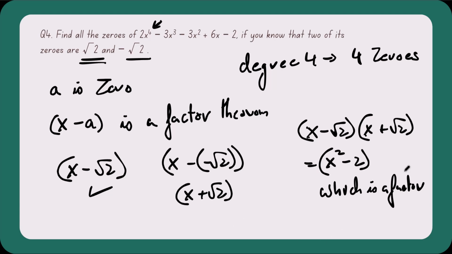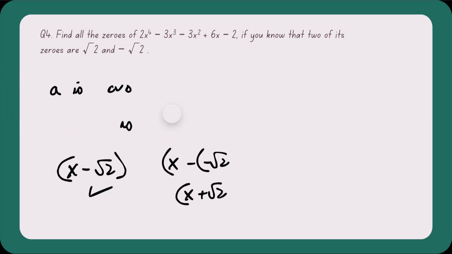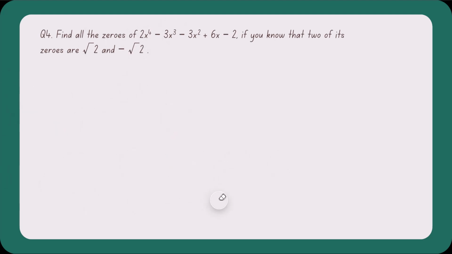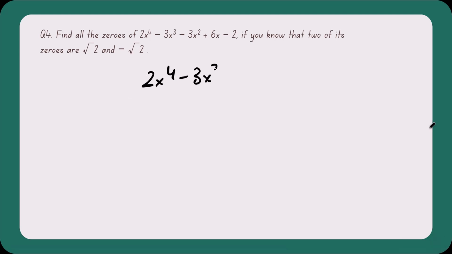So let's divide and see. Divide with what? Divide with x square minus 2. Okay, that is the logic. So x square minus 2 is outside and inside we'll keep the numbers. The numbers are 2x raised to 4 minus 3x raised to 3 minus 3x square plus 6x minus 2. And outside we have x square minus 2, right?